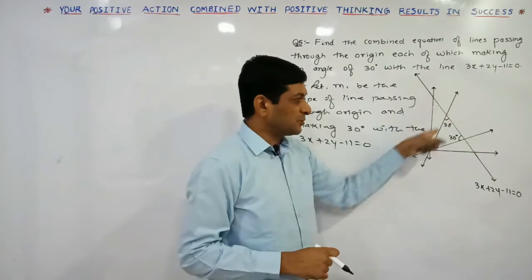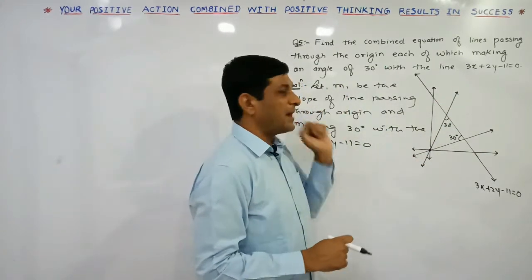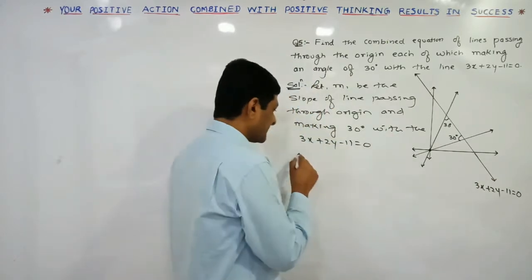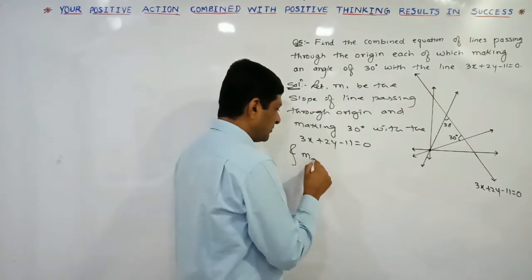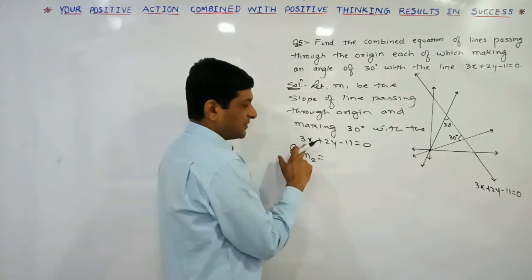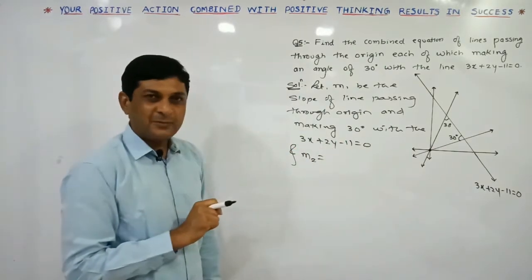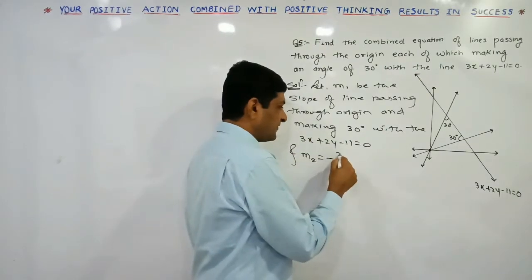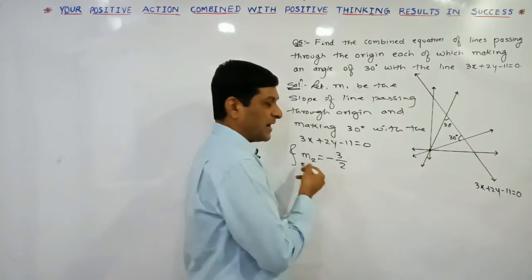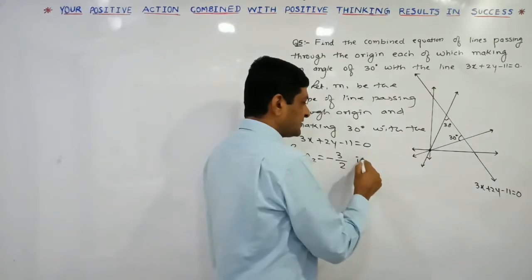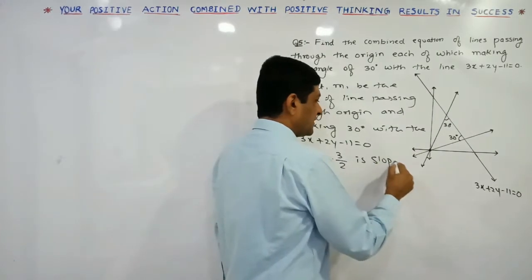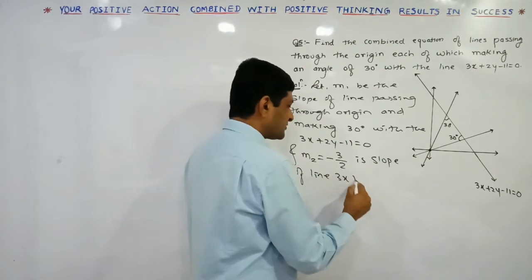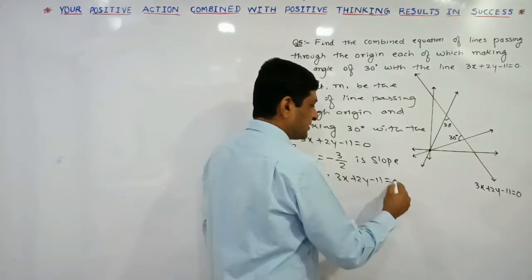So the line passing through the origin, we have denoted its slope by m1. Now denote the slope of this given line by m2. What is the slope of this line? If the equation of the line is in general form, at that time its slope is minus a by b, where a is the coefficient of x and b is the coefficient of y. So minus 3 by 2 is the slope of the line 3x plus 2y minus 11 is equal to 0.